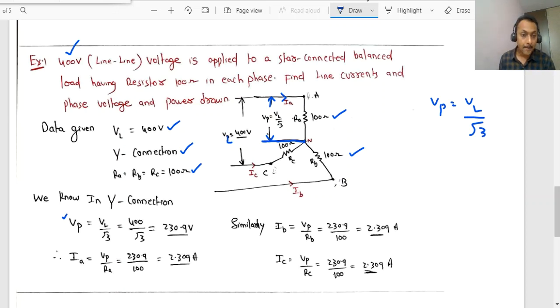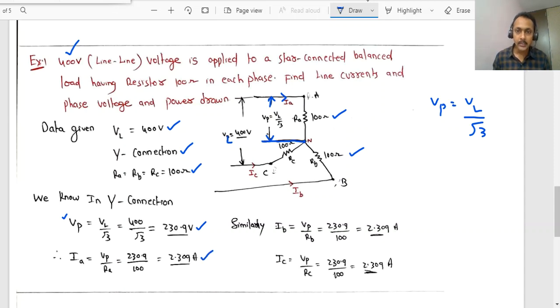Clear? Now VL is already given, 400 by root 3. Therefore the phase voltage is 230.9 volts. Now what will be the phase current IA? IA equal to phase voltage divided by resistance, 230.9 divided by 100. So we will get 2.309 amps.